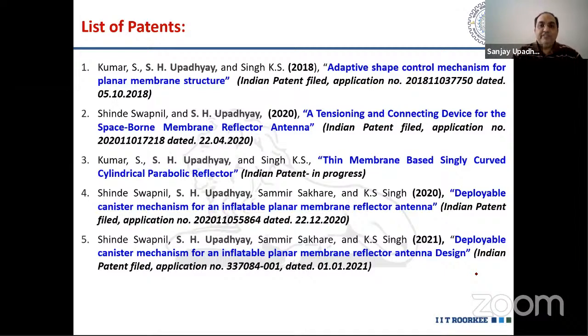So these are the patents. We have an adaptive safe control mechanism of planar membrane, then tensioning connected devices in 2020, then in 2020 and 2021 we have filed these 5 patents.